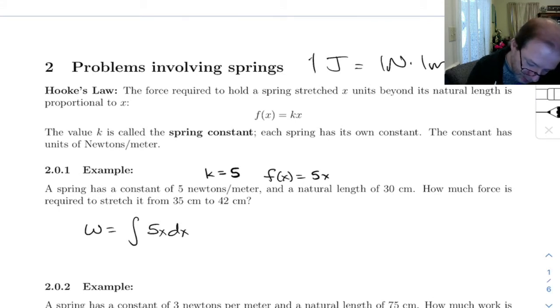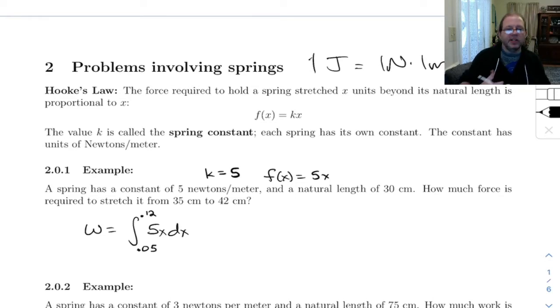Notice what Hooke's law says: units beyond its natural length. So this spring, we're going from 35 centimeters. Well, the natural length is 30 centimeters, so when we start off, there's 5 centimeters of stretch. So we're going to go from 0.05, converting to meters, and then 42 centimeters, that's 12 centimeters above the natural length. We'll put that in as 0.12.